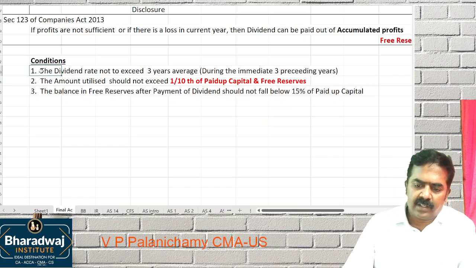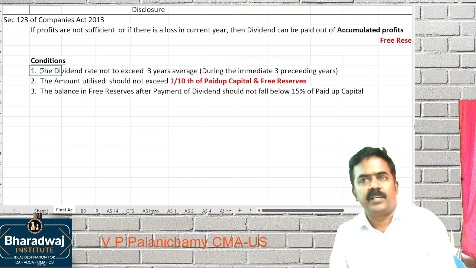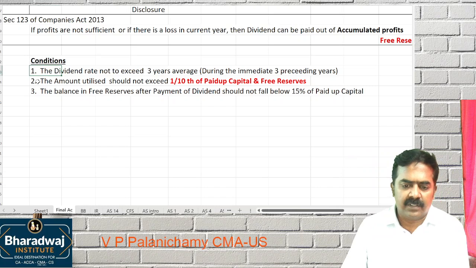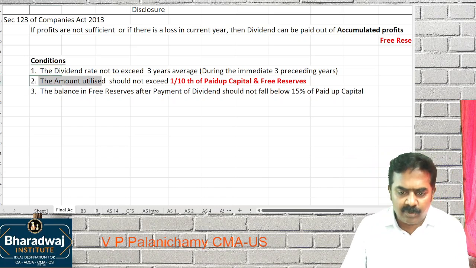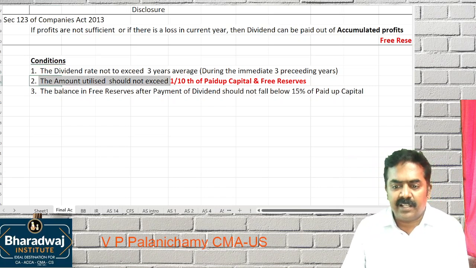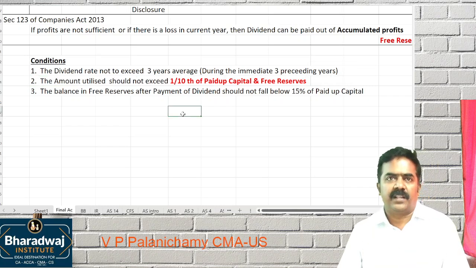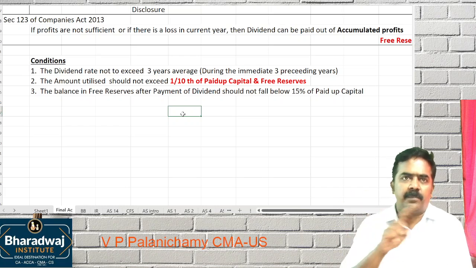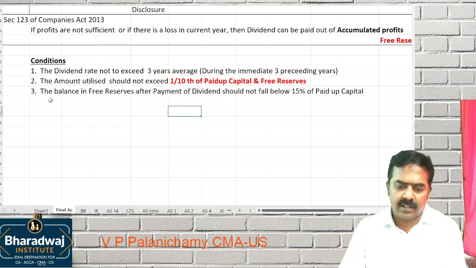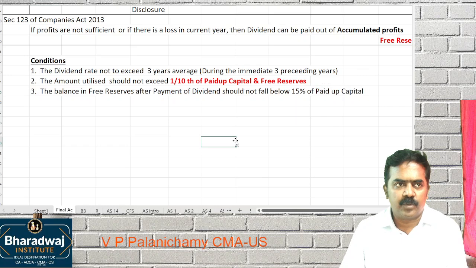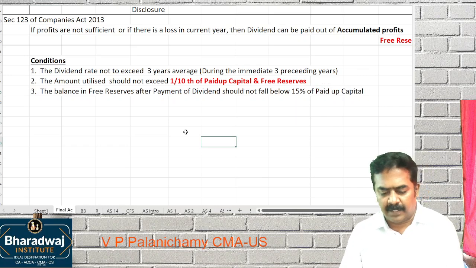I repeat, the dividend rate cannot exceed the 3 years average. That is simple. The next one: the amount that you pay cannot exceed 1/10, that is 10%, of capital and reserves. For example, if the amount paid is like 50 lakhs, you work out capital plus reserves into 10% and check that. Then the balance in free reserves should not fall below 15% of paid up capital.